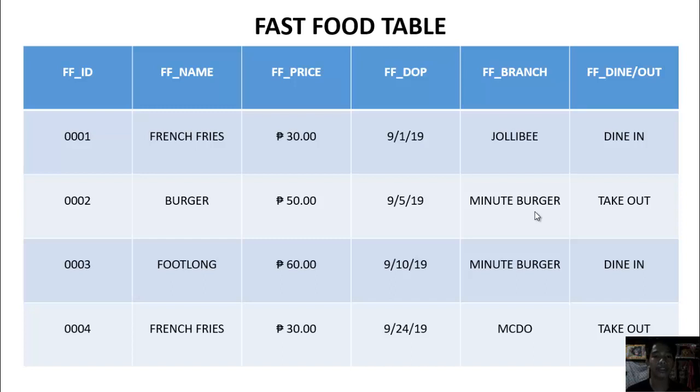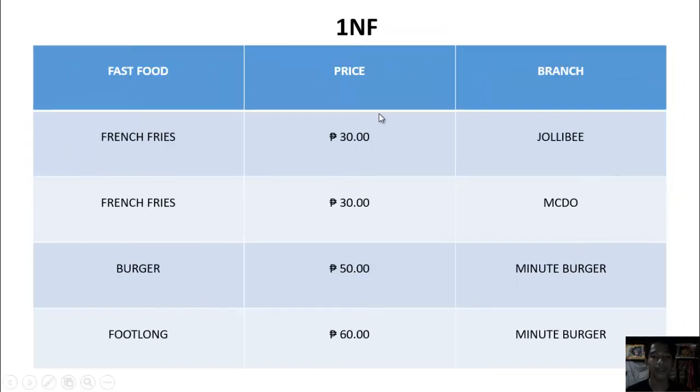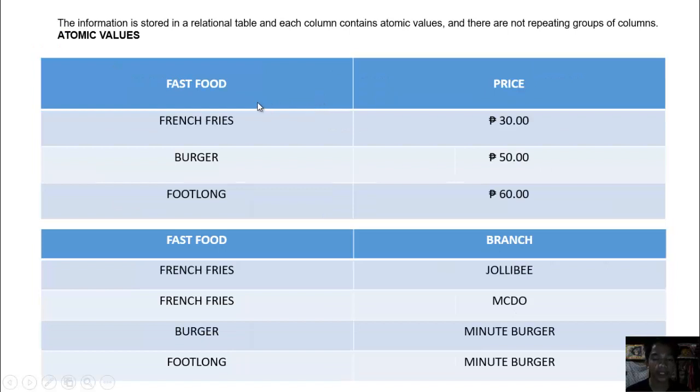So first, the normalized table. We have fast food, the fries, and the branch. Here the information is stored in a relational table, and each column contains atomic values, and there are no repeating groups of columns. So here we created no repeating groups of columns. I divided the table into two: the fast food and the fries, and then the fast food and the branch.